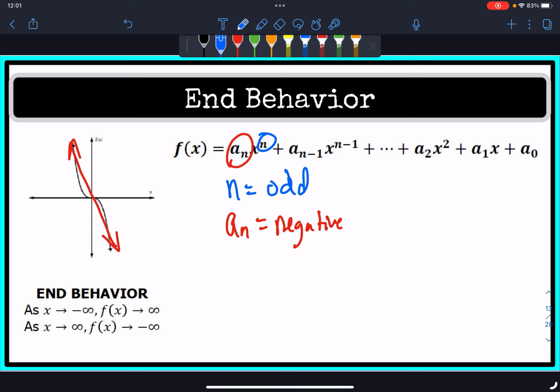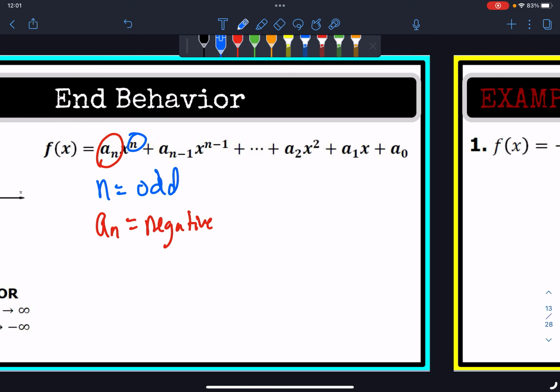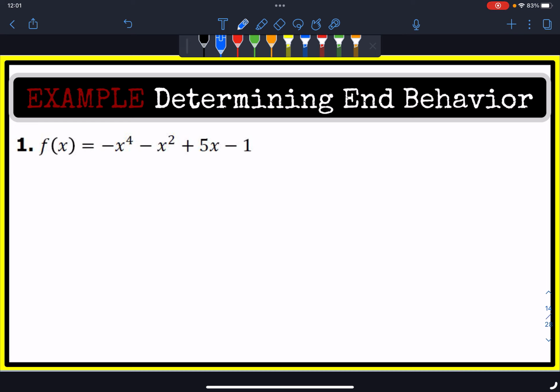So let's look at some actual examples with some real numbers here, okay? So for example, number 1, right here. To determine the end behaviors of this polynomial, we're going to look at the term with the highest degree, which is this one right here at the very front. 4 is the highest exponent. Since the exponent here is 4, an even number, it's going to behave like the even power functions, so it's going to make a U.